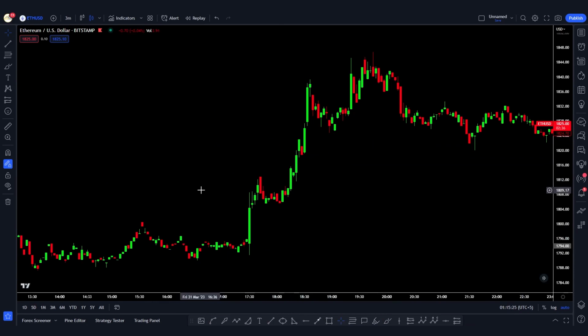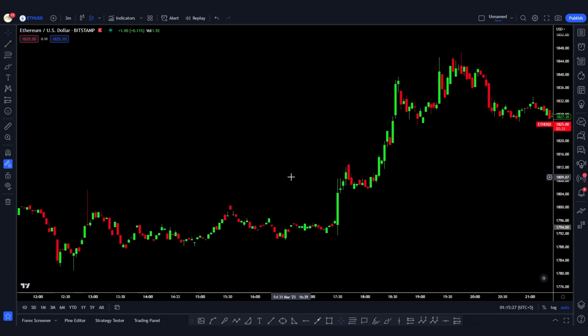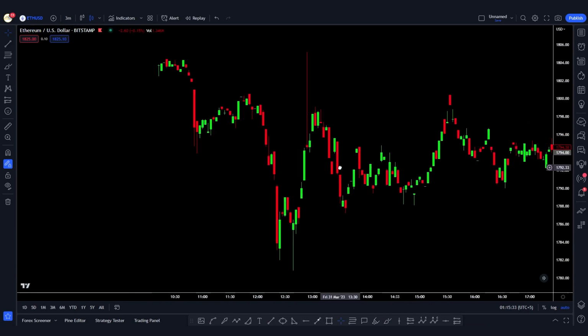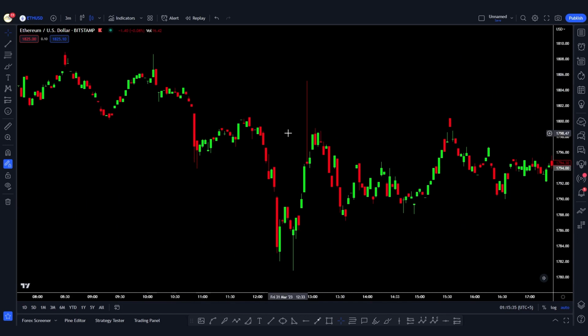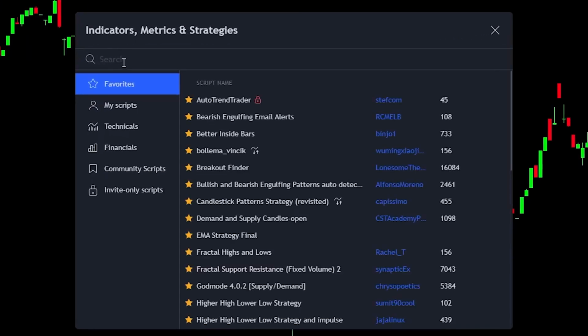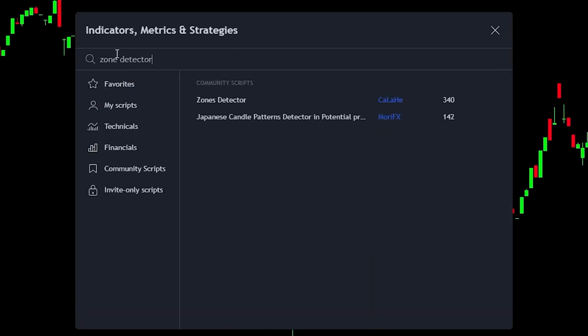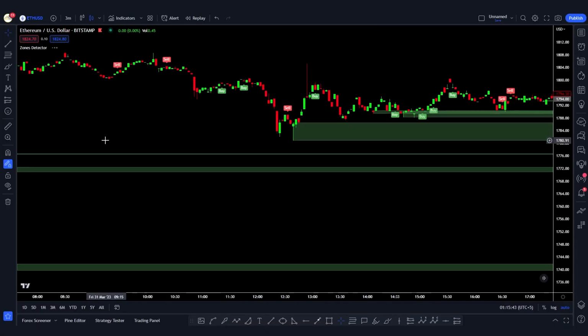This trading strategy works very well with scalping, and as you can see, I'm performing this strategy on 3-minute time frame at Ethereum USD chart. Now, in order to utilize this strategy, we're gonna need 3 indicators. So let's go towards the indicator tab, and here we're gonna add the first indicator, the zone detector by Kalahi, into the chart. Now, once this indicator is added, let's go towards the indicator setting.